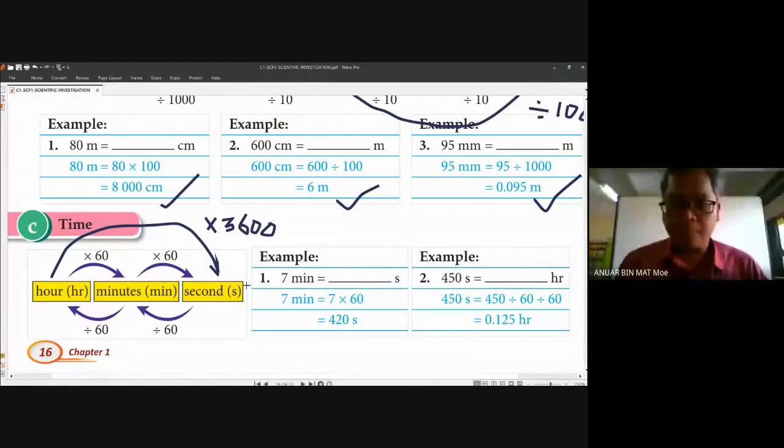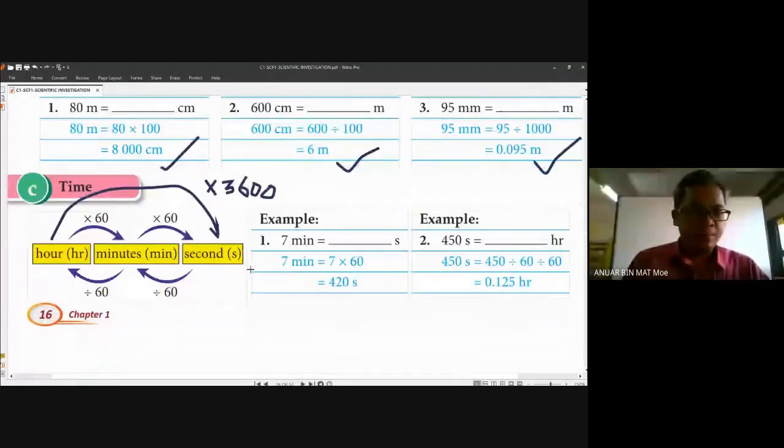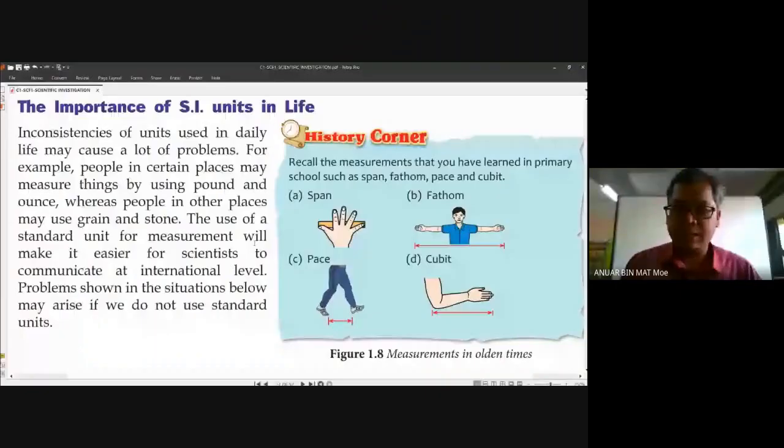Okay, I will continue. Now it's 9:55. All right. So for the next subtopic in this chapter, the importance of SI unit, I think you can read for yourself. It is very important. It is very, very easy.